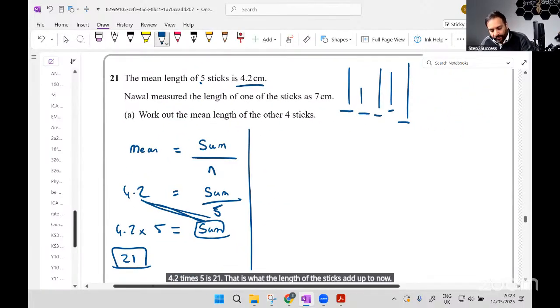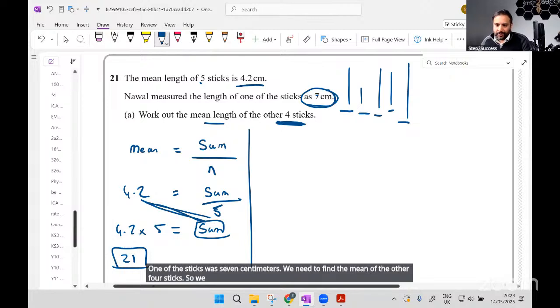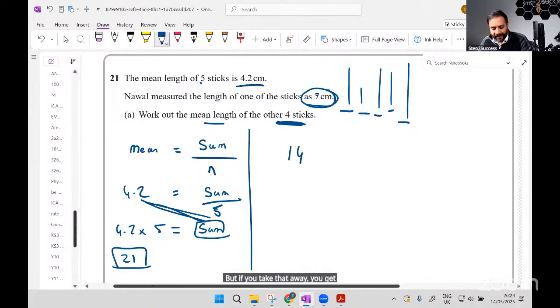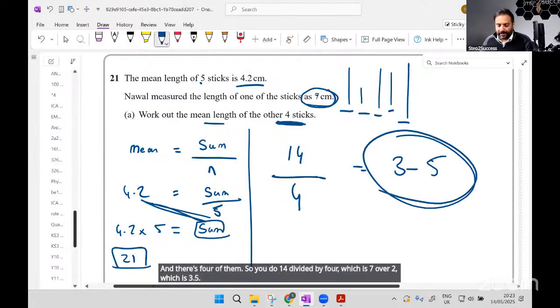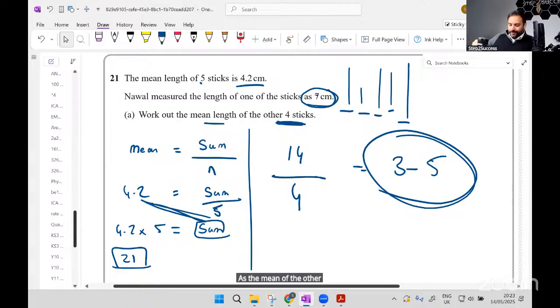Now, one of the sticks was 7 centimeters. We need to find the mean of the other 4 sticks. So we're going to get rid of the 7 centimeter stick from these 21. If you take that away, you get 14. That's what the other 4 sticks add up to, and there's 4 of them. So you do 14 divided by 4, which is 7 over 2, which is 3.5, as the mean of the other 4 sticks.